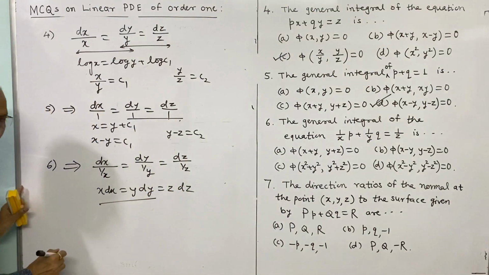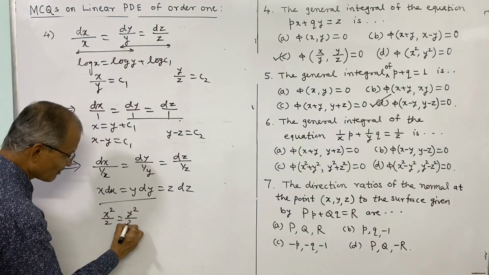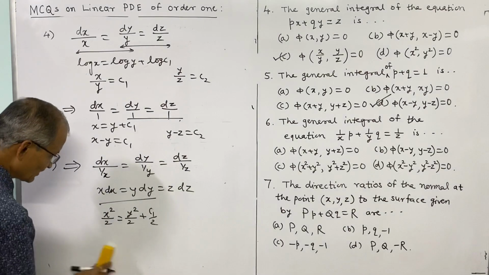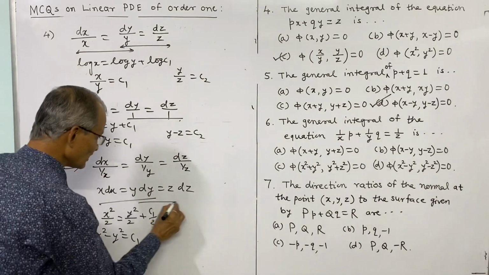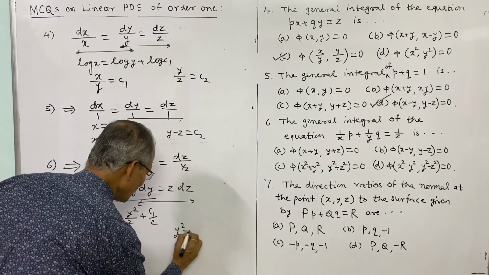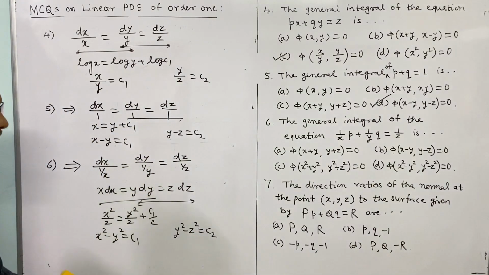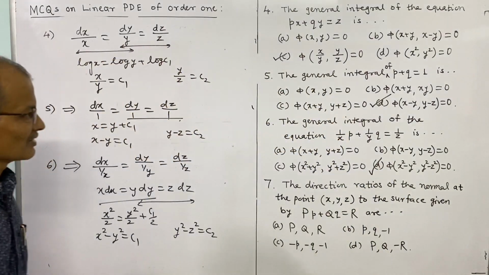Now group the first two. What is the integration? That gives x square by 2 is equal to y square divided by 2 plus we write c1 by 2. Such types of problems we have solved. The 2 can be eliminated throughout by multiplication by 2, and this gives x square minus y square is equal to c1. Similarly, grouping the second and third part, we will get y square minus z square is equal to c2, and the solution is phi of these two functions. So check where it is, and you may observe that it is the last alternative, that is D. So this is the right answer.